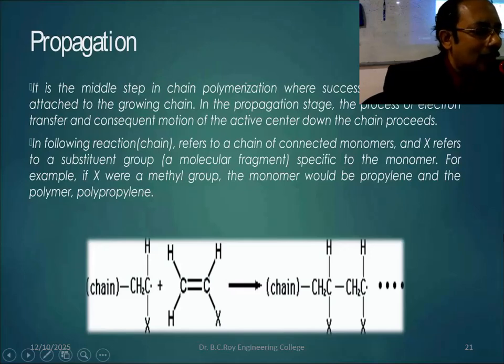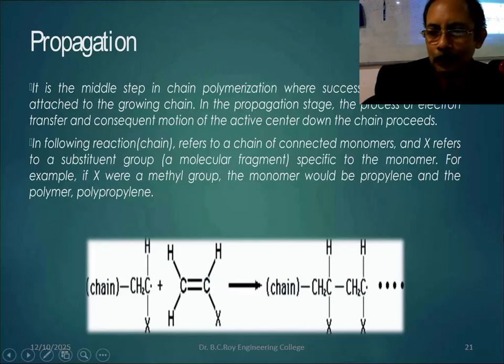Why? Because chains are always random: small, medium, long, very long, very short, very long, medium. So different types of polymeric chains are there. That is called degree of polymerization: 10, 20, 15, 20, 30, different sizes are there. On an average, you have to get the polymer molecular weight. That is called number average and weight average. These two average molecular weights will be calculated.